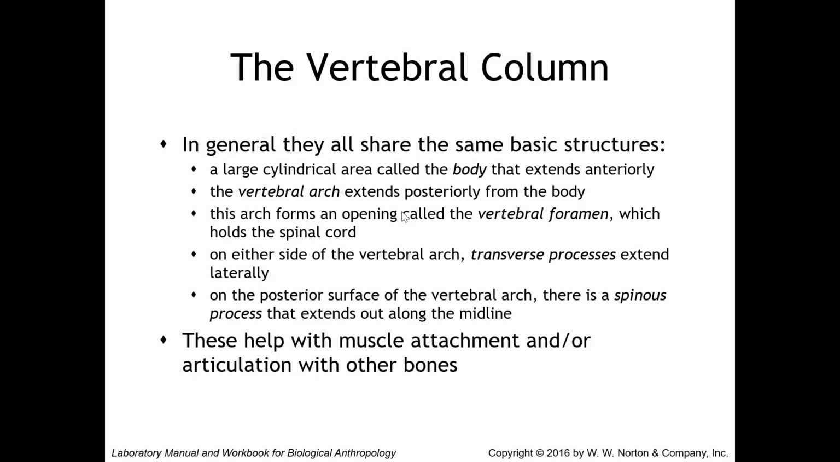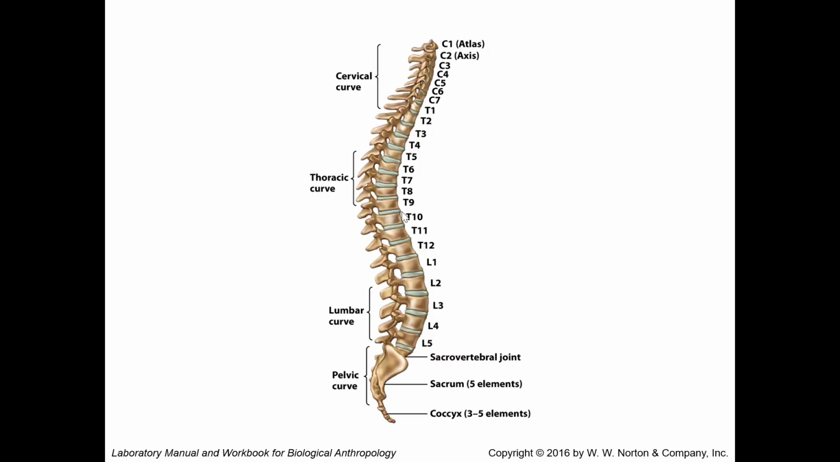In general, they all share the same basic structures, right? So I'm going to show you. Here is the vertebral column: our C1 through C7, T1 through T12, L1 through L5, and then our sacrum, and then our coccyx. The sacrum has 5 elements, which are like vertebrae that have fused together, and the coccyx is 3 to 5 that have fused together. This is our pelvic curve. So you have a cervical curve, a thoracic curve, a lumbar curve, and then a pelvic curve.